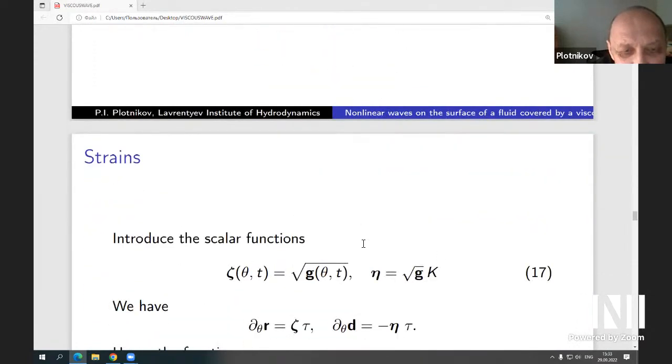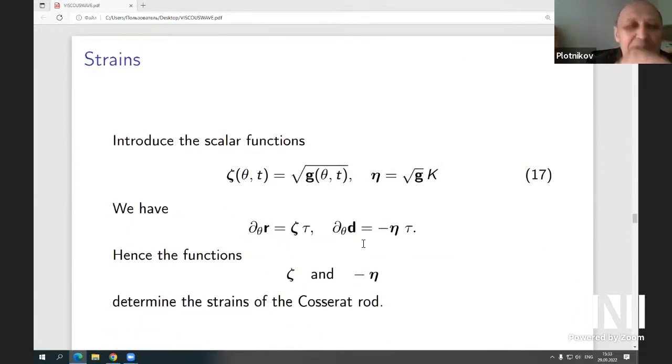For the considerations, the following remark is important. What is the strain in elasticity? The strains in elasticity are the spatial derivative of the deformation field, and more precisely, the symmetric derivatives.